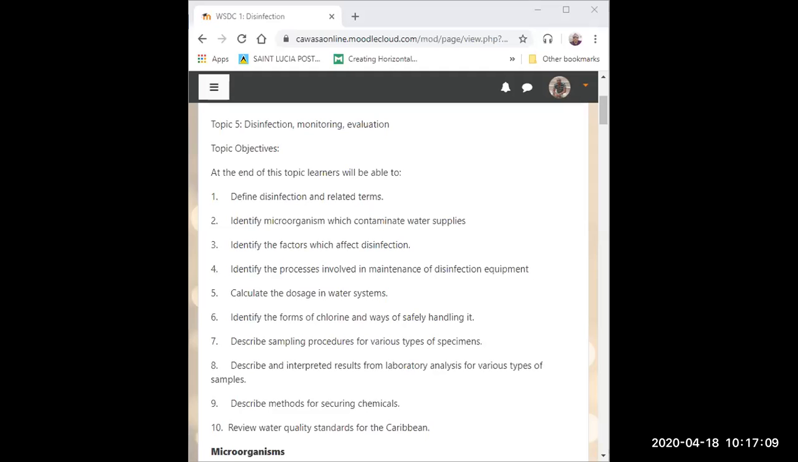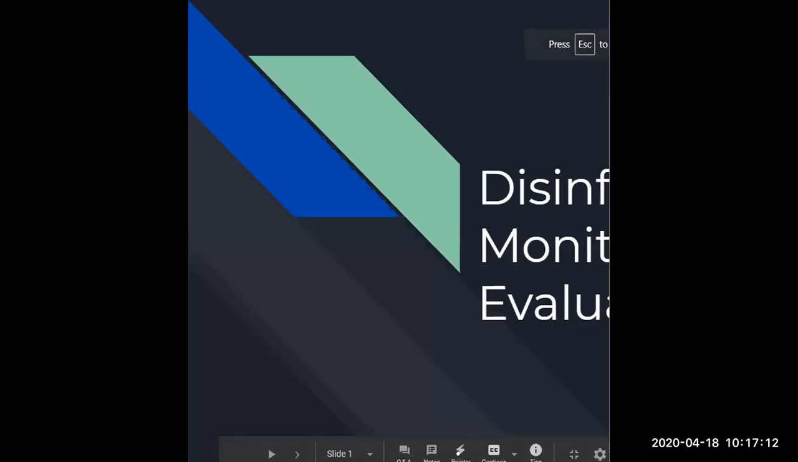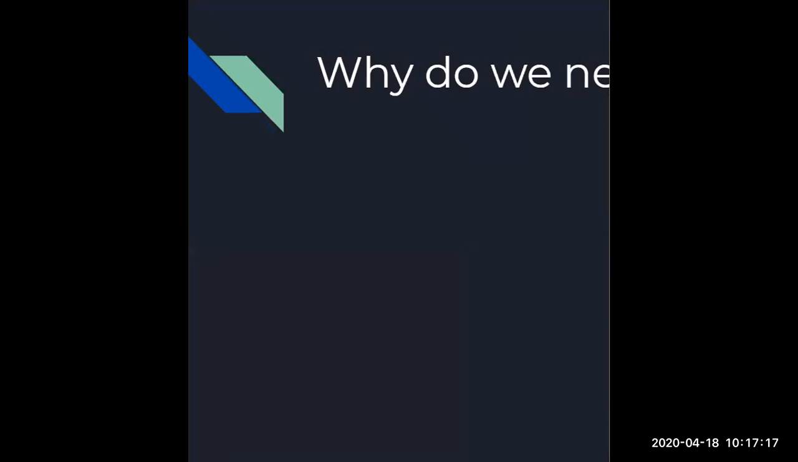Okay. So as I said, today we will focus on disinfection. And we're going to be looking at some of the requirements for disinfection. We're going to be looking at some of the objectives that were posted in the online platform. A few of the slides are going to take a question and answer format, but you don't have to answer. I just throw out a question for contemplation. Why do we need to disinfect?